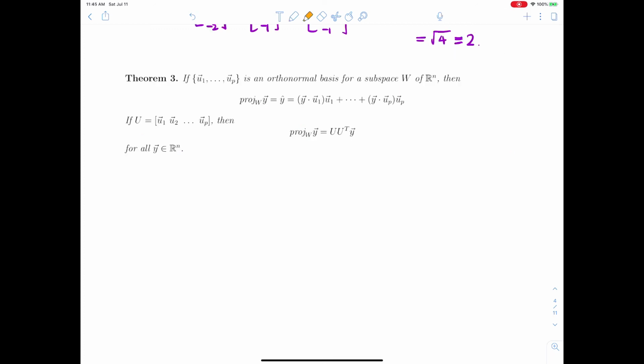Okay, then what happens if the given basis is an orthonormal basis? Well, if the ui's are orthonormal, then they are unit vectors, so ui dot ui equals 1. In other words, we don't have to write all the denominators for the projection coefficients. Furthermore, if you write U equals [u1, u2, through up], this becomes a matrix with orthonormal columns. Then we can calculate the projection of y onto W as U times U transpose times y.